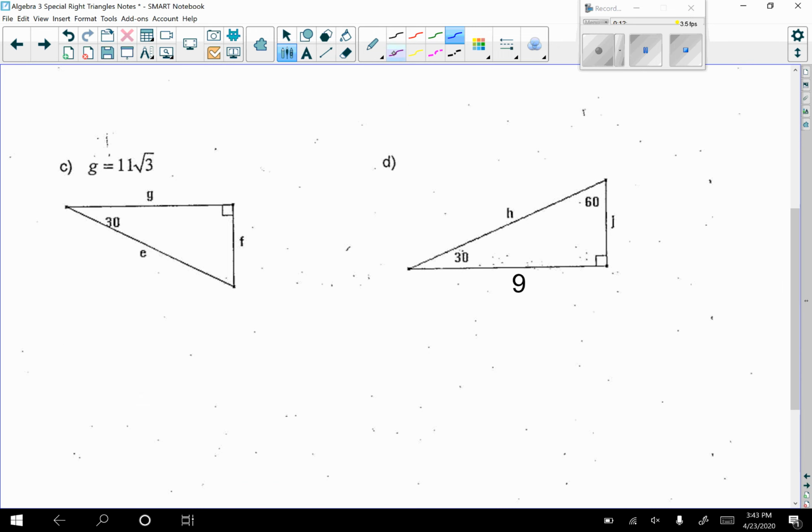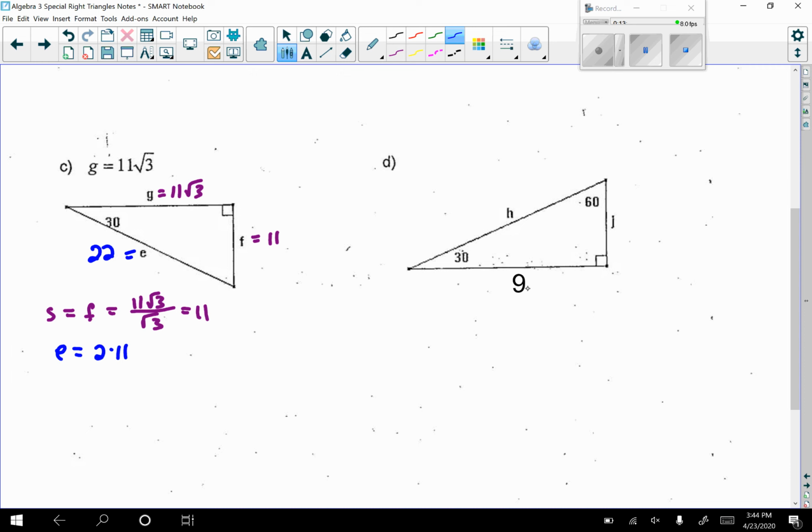All right, looking at example C, we have G, which is the longer leg. That's 11 radical 3. So to get to the short leg, I'm just going to abbreviate here, the short leg S, which is F here, really. So that's going to be 11 radical 3, the long leg, divided by radical 3, which would just make it 11. That makes sense. To go from the short leg to the long leg, we just take that 11 and multiply it by radical 3. Now to get the hypotenuse, that's just double. So E is our hypotenuse. That's just 2 times the short leg. So this is going to give us 22 here.